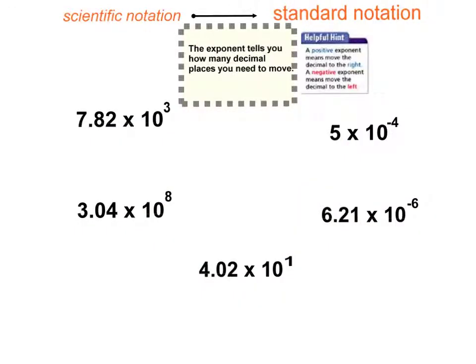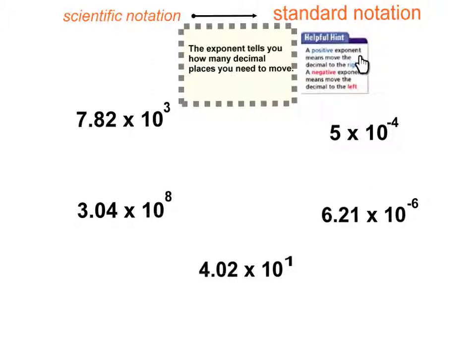All right, the last thing is we're going to take scientific notation and move it into standard notation. So basically the opposite of what we did. The exponent tells you how many decimal places you need to move. It will also tell you what direction to go.